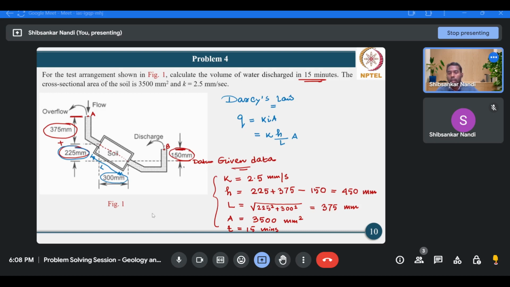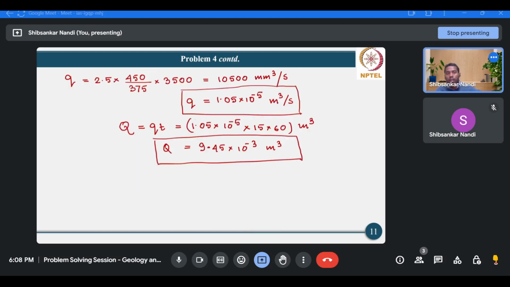And for the length of the sample, you know this dimension, you know this dimension, so it forms a triangle. So from this triangle, you know two sides of the triangle, so you can easily calculate the other side of the triangle very easily. Then you implement Darcy's law, you will first get the rate of flow, and you know the time duration. So if you multiply the time duration with the rate of flow, you can easily get the total flow over the time duration. Okay, so this is the answer.